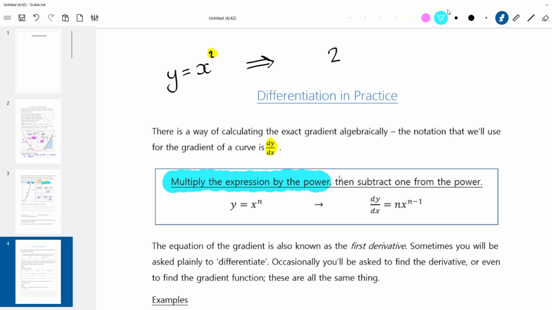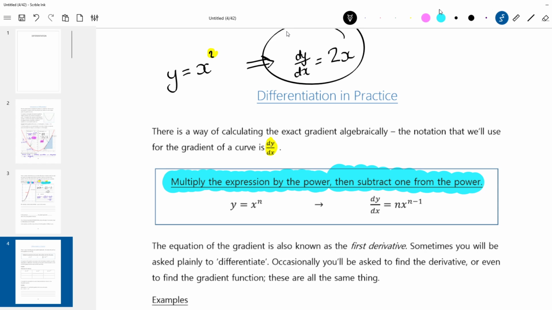And the next step is subtracting 1 from the power. So the power used to be 2. And then I'll work out 2 minus 1, which is obviously just 1. There we go. And then I've got my gradient formula. Now there is a redundancy here, of course, 2x to the power of 1. X to the power of 1, we don't really need to state that, so we'll just call it 2x. So here's my gradient formula.